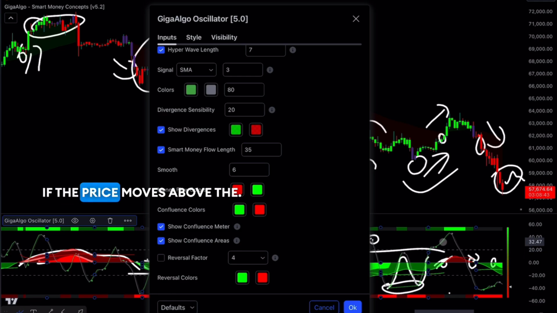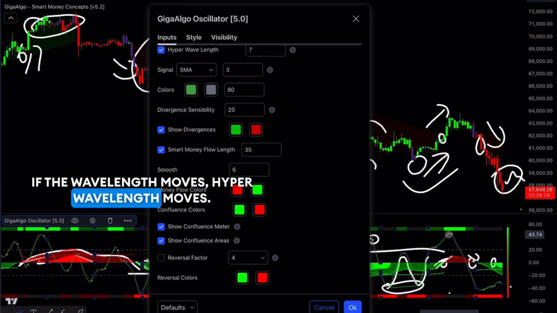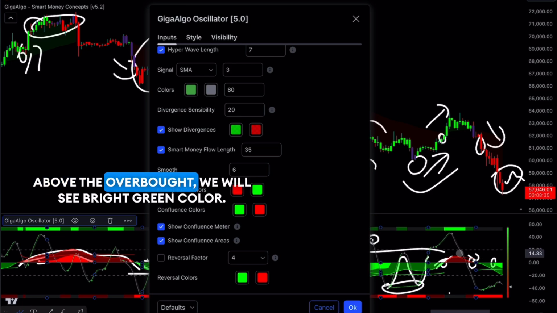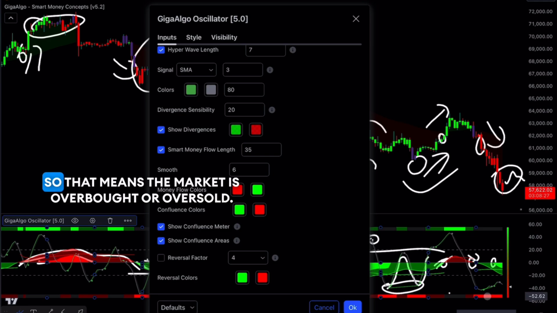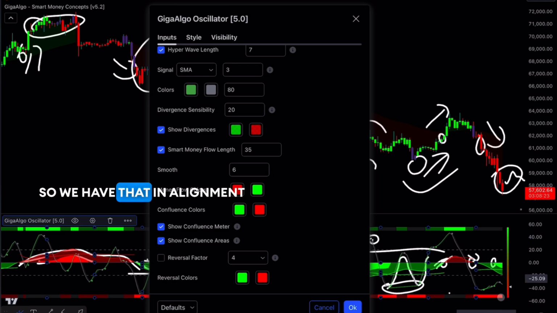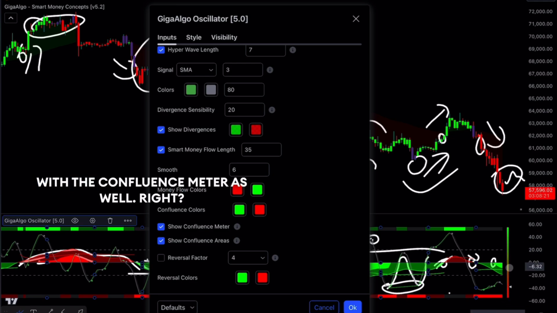If the hyperwave moves above the overbought, we will see bright green color, and same for the oversold, we will see bright red color. So that means the market is overbought or oversold. So we have that in alignment with the confluence meter as well, right?